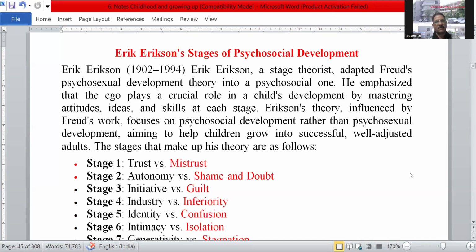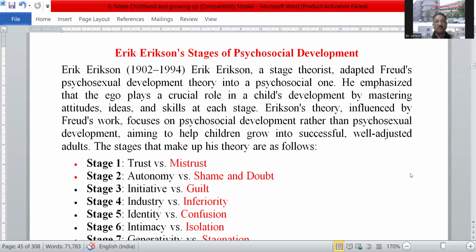Today we are discussing Erikson's theory of psychosocial development. Erikson, that is his name, 1902 to 1994, was a stage theorist. As you know, Freud gave the theory of psychosexual development, and Erikson was much influenced by Freud's theory.